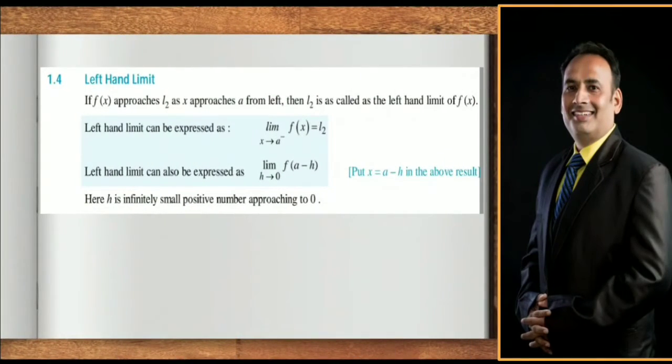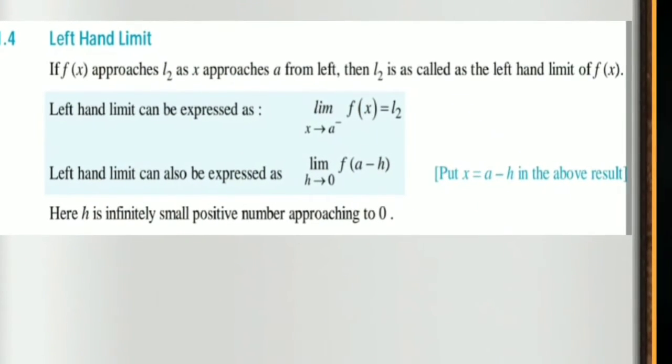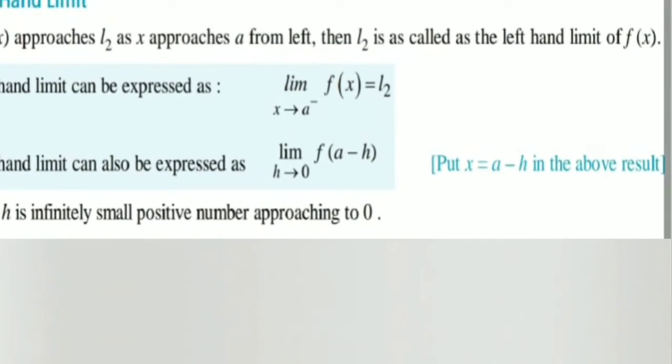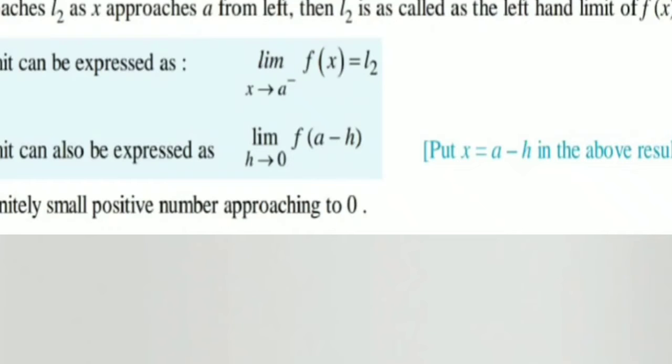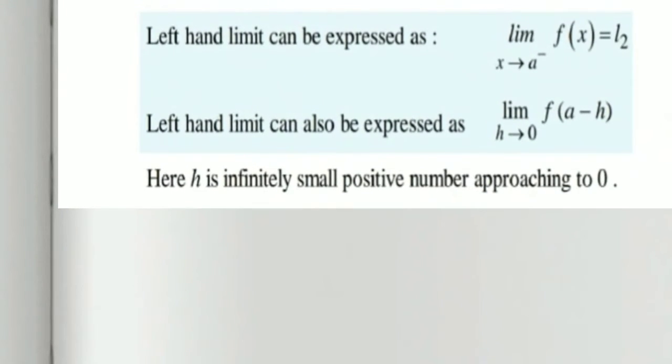Similarly, left hand limit can be described this way. If f(x) approaches L2 as x approaches a from the left, then L2 is called the left limit of f(x). Left hand limit can be expressed as limit x tends to a minus f(x) equals L2, and as with the right limit, you can substitute x equal to a minus h, so that is limit h tends to 0 of f(a minus h). h is an infinitesimally small positive number approaching 0. This is the left hand limit.